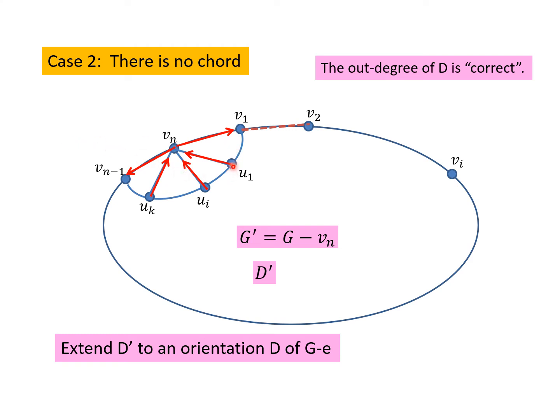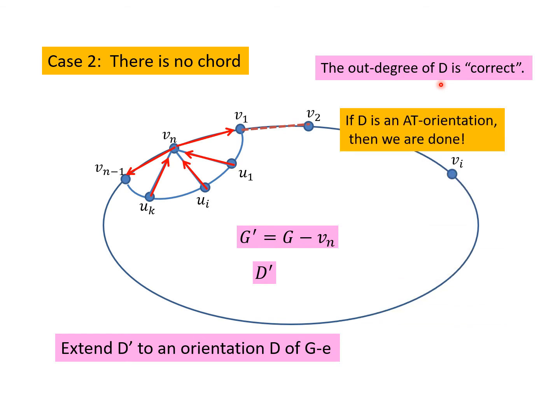That's okay because boundary vertices other than V1, V2 can have out-degree 2. And these vertices had out-degree at most 2 in D prime, and now it's at most 3. So that's okay. They can have out-degree 4. The out-degree of these vertices is not changed, and other vertices are not changed. So the out-degree condition of D is satisfied by this orientation. Now, if it is also an Alon-Tarsi orientation, then we're done.